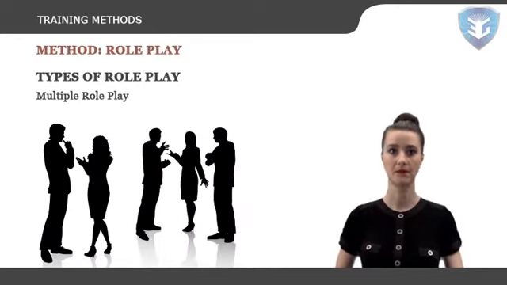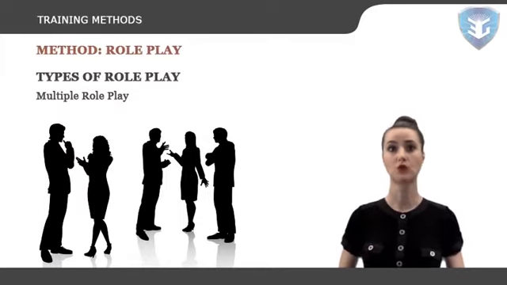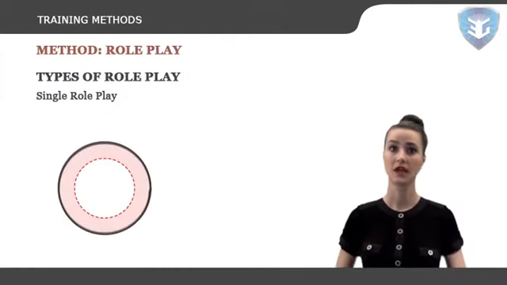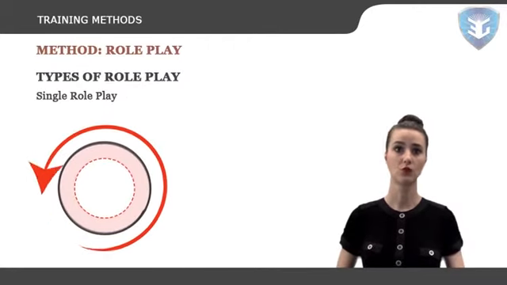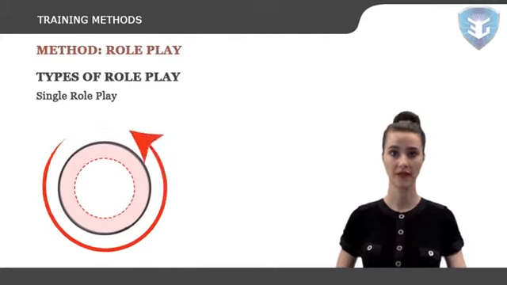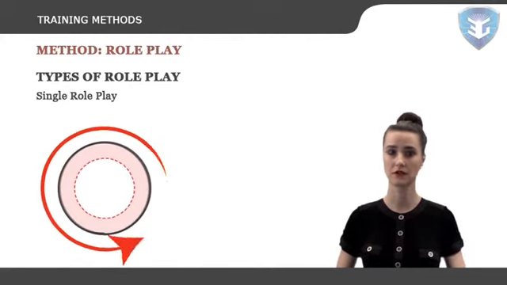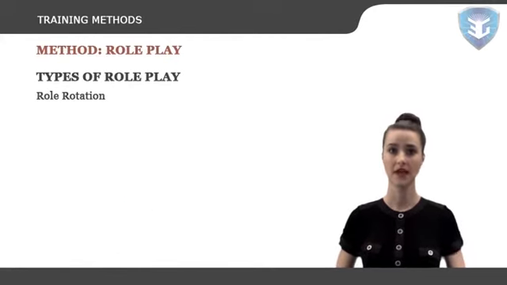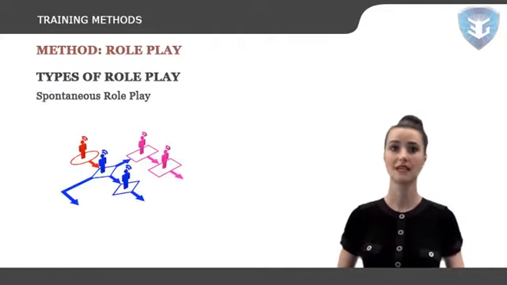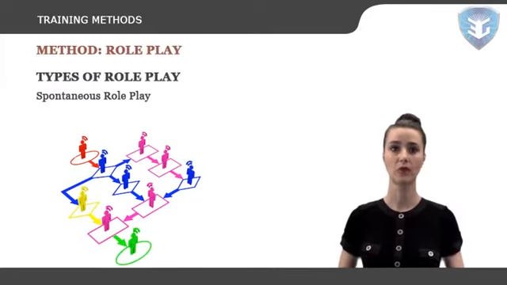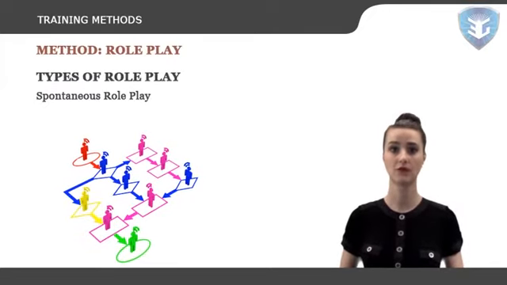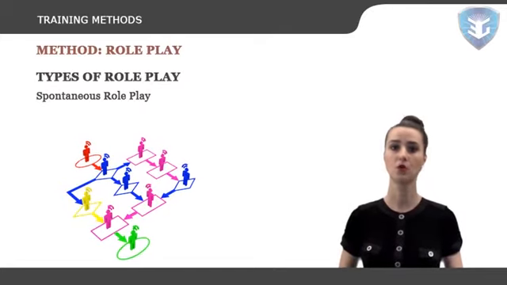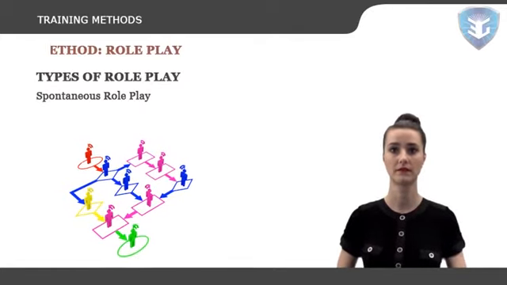Types of role play. Multiple role play. In this type of role play, all trainees are in groups, with each group acting out the role play simultaneously. Single role play. One group of participants plays the role for the rest, providing demonstrations of the situation. Role rotation. This method allows a variety of ways to approach the roles. Spontaneous role play. In this kind of role play, one of the trainees plays herself while the other trainees play people with whom the first participant interacted before.